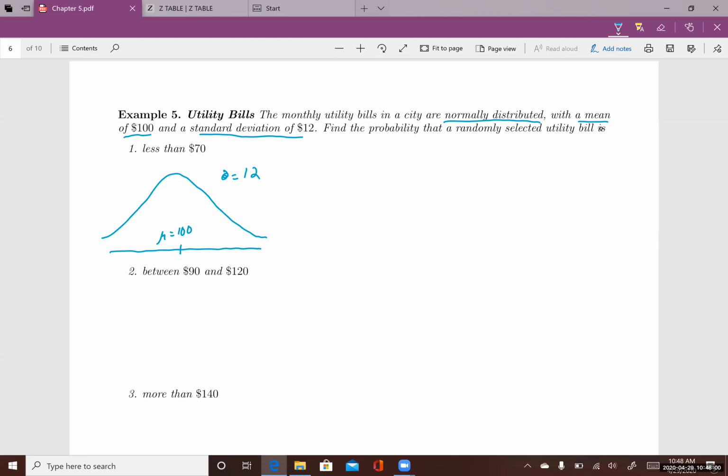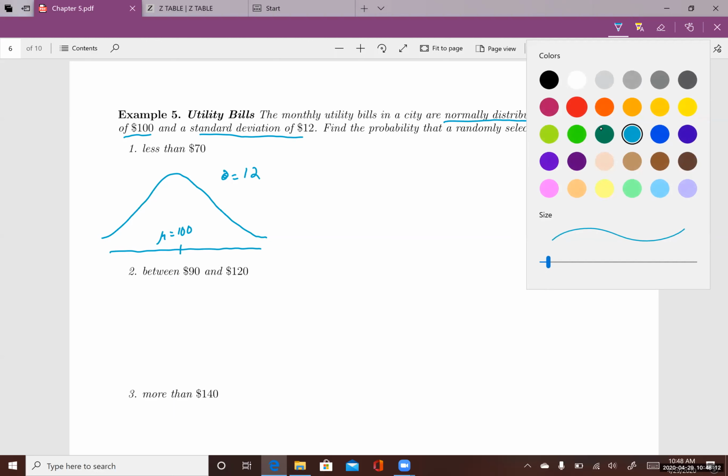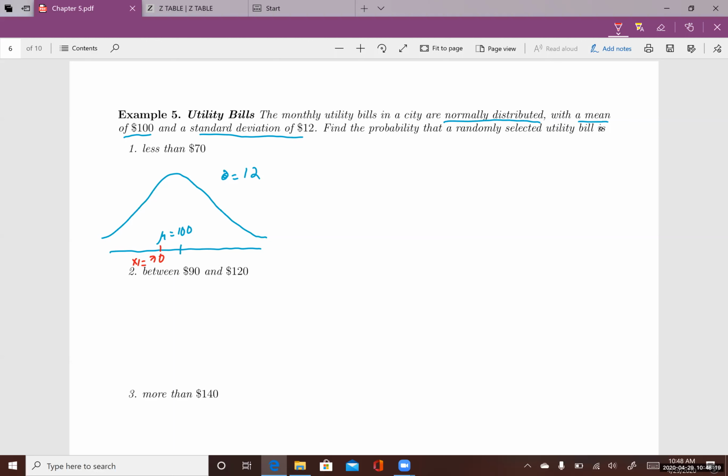Find the probability that a randomly selected utility bill is less than $70. So the value of interest is 70, and 70, x1, is to the left of the mean. And as we know, in order to find the probability, we need to convert x into z. 70.